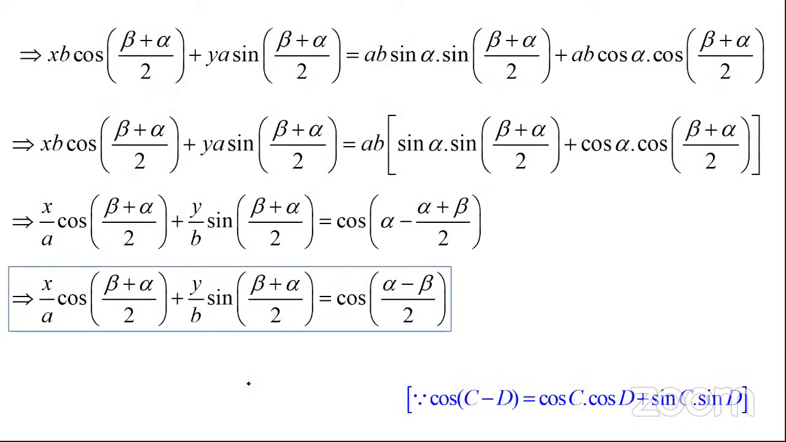This is the ellipse topic for second year this year. The remaining topics will be there, but as per the 30% syllabus deduction, the tangents and the normals were deducted. That's why this is enough as per the intermediate board.